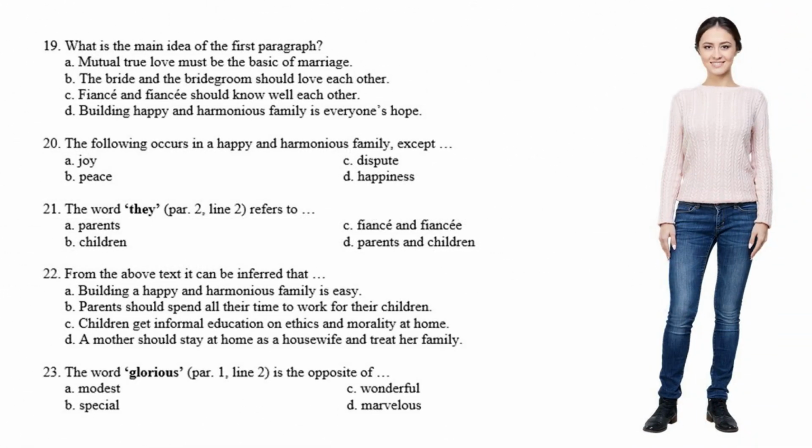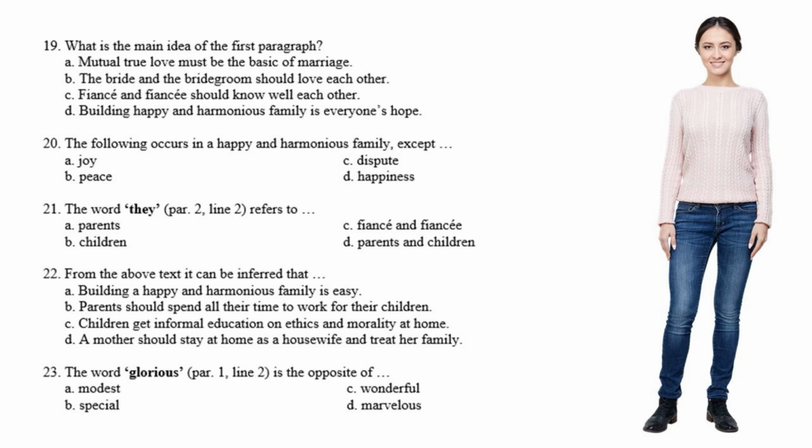19. What is the main idea of the first paragraph? A. Mutual true love must be the basis of marriage. B. The bride and the bridegroom should love each other. C. Fiancé and fiancée should know each other well. D. Building a happy and harmonious family is everyone's hope.